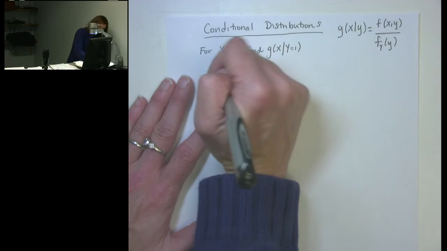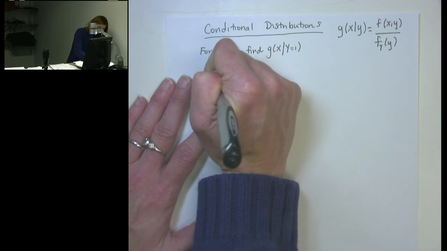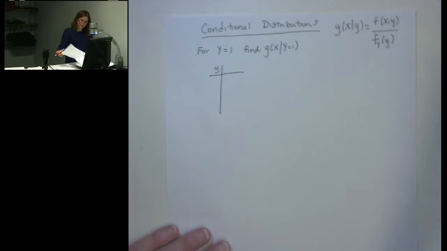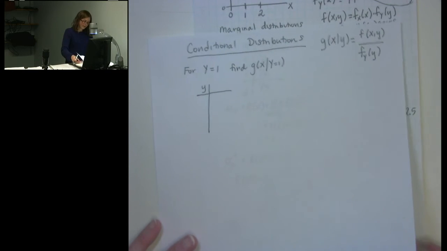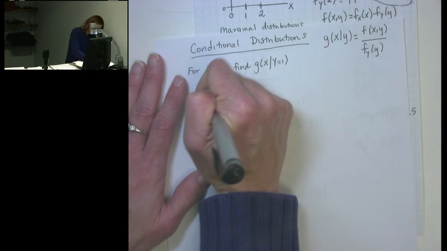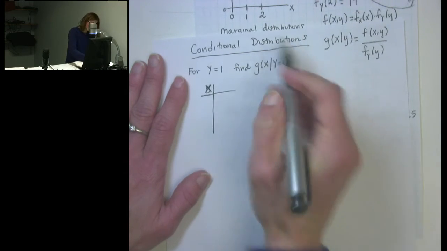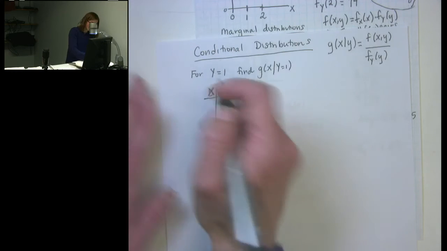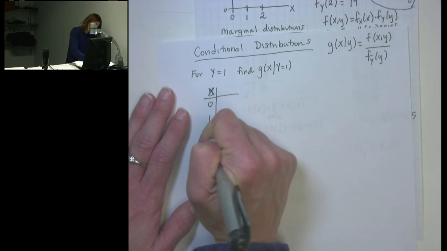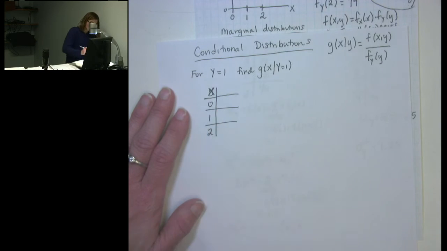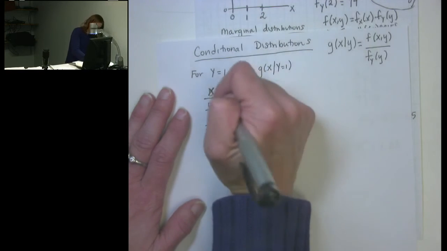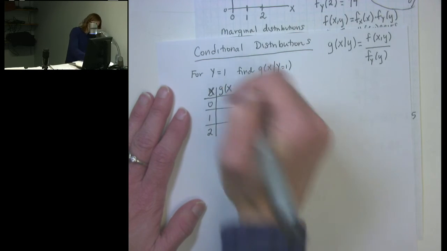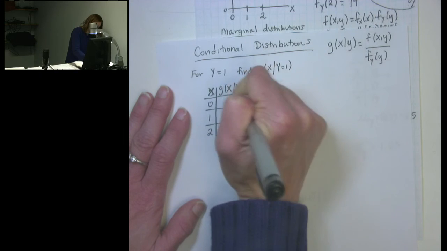So I can tabulate this. I'm looking at tabulating for x, conditioning on y. So I know that x can take on the values 0, 1, or 2. That's the support of x. I'm going to find for each of those values the probability that x takes on each of those values given that y is equal to 1.